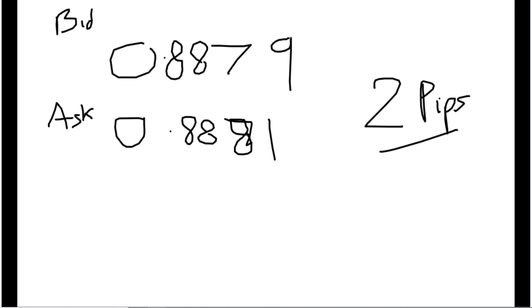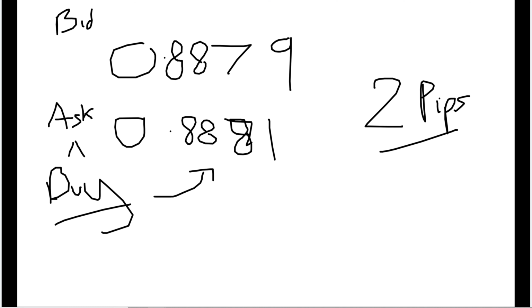The asking price, just think of it as another word for buy. So when you click buy, the market is going to put you in at this price. Bid is sell. If you click sell and you want to short that pair, it's going to put you in at this price. The difference between the bid and ask equals the spread.